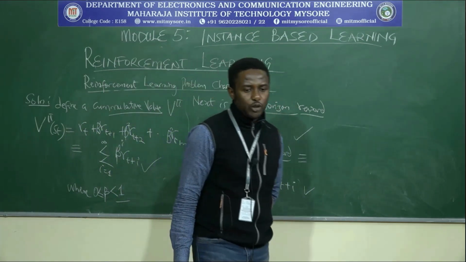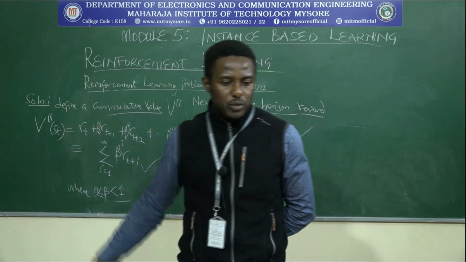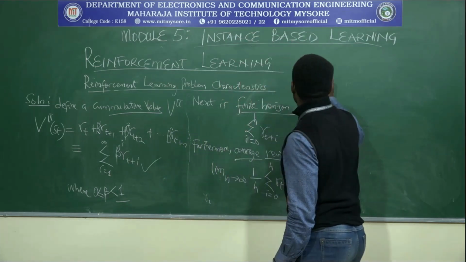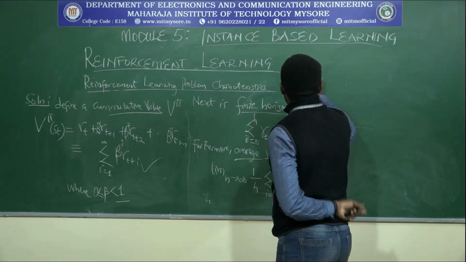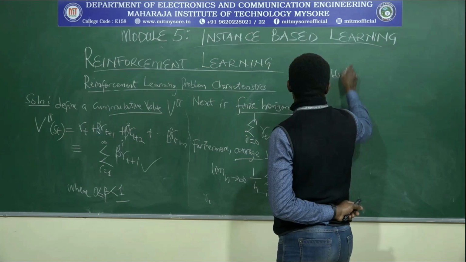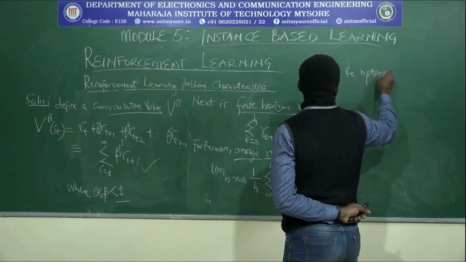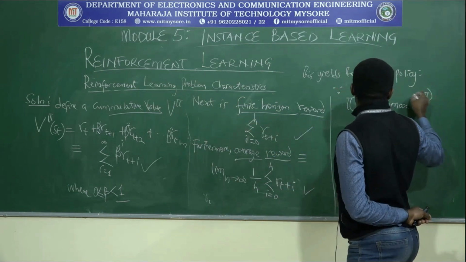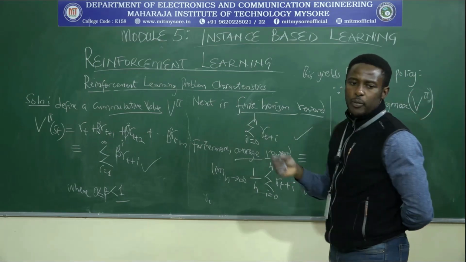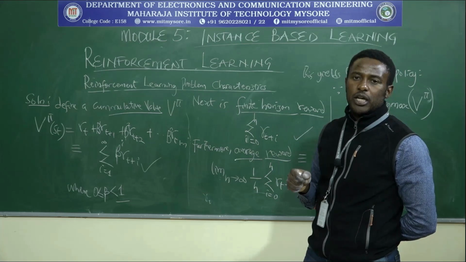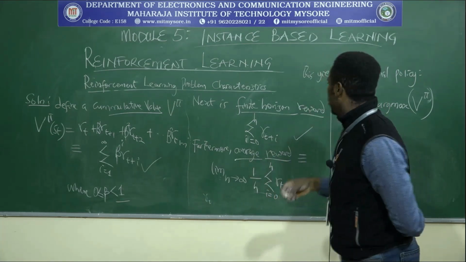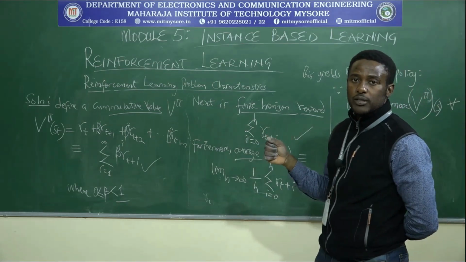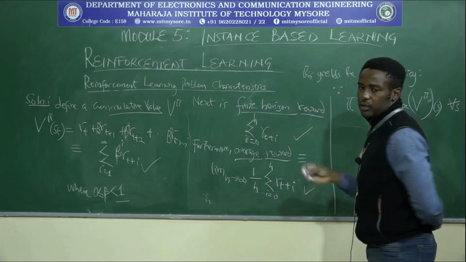And the policy that maximizes this cumulative value is called the optimal policy. Finally, this yields the optimal policy, such that it is the argmax of the cumulative value of pi, in this state. This holds true for all states.